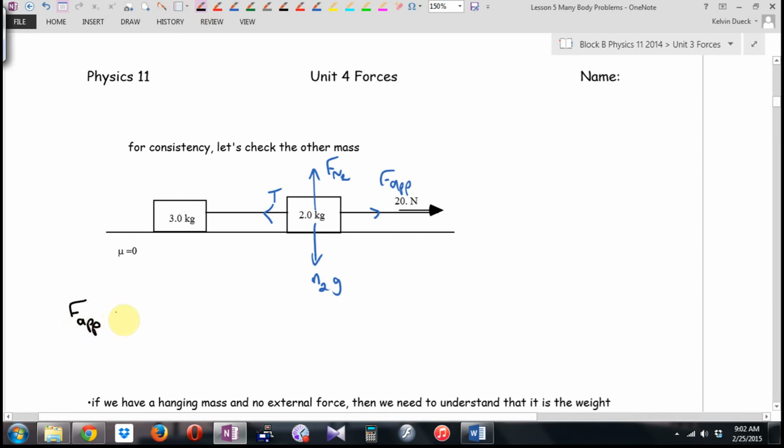Is there a loser? Tension pointing to the left. Are there any other forces along the rope for mass 2? Don't see any. It's going to be M2A because I'm looking at mass 2.